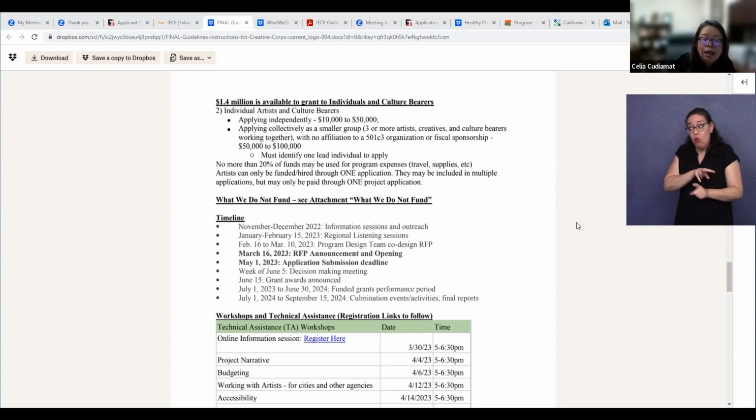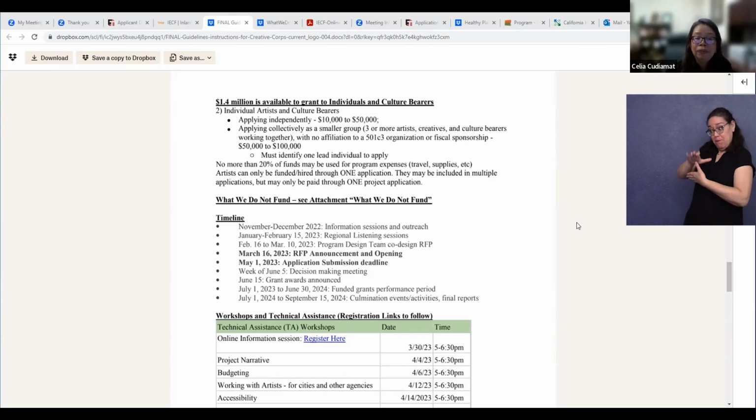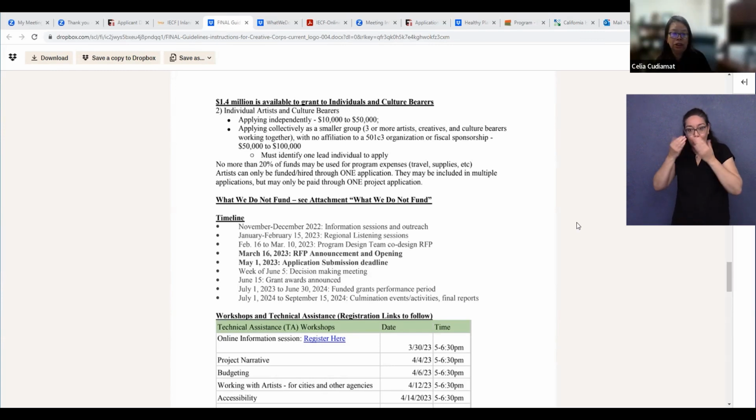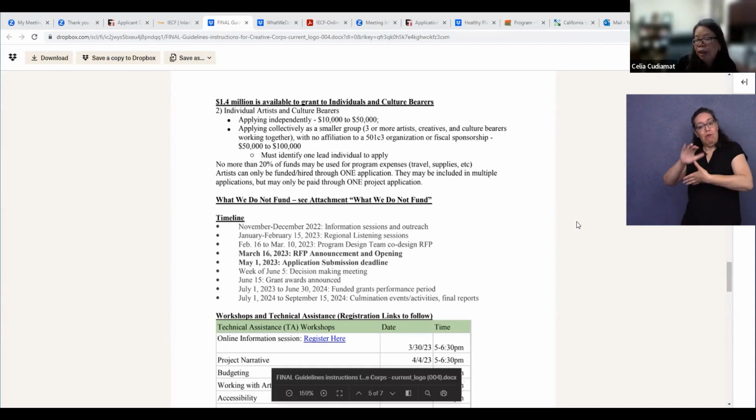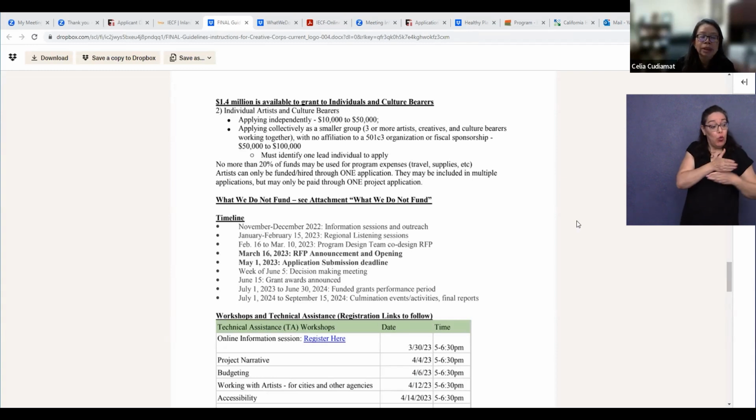If you are applying as a collective, so if you as an artist want to bring on some artists you're mentoring, a minimum of 3 of you, the main applicant not affiliated with a C3 organization or fiscal sponsorship, you can apply for between $50,000 and $100,000 maximum. As mentioned earlier, the lead applicant can only be one individual, and you just name your partner artists in the application. Similar to the organization category, 80% of the funds needs to be for paying the artists and 20% for programmatic, admin, or overhead expenses.